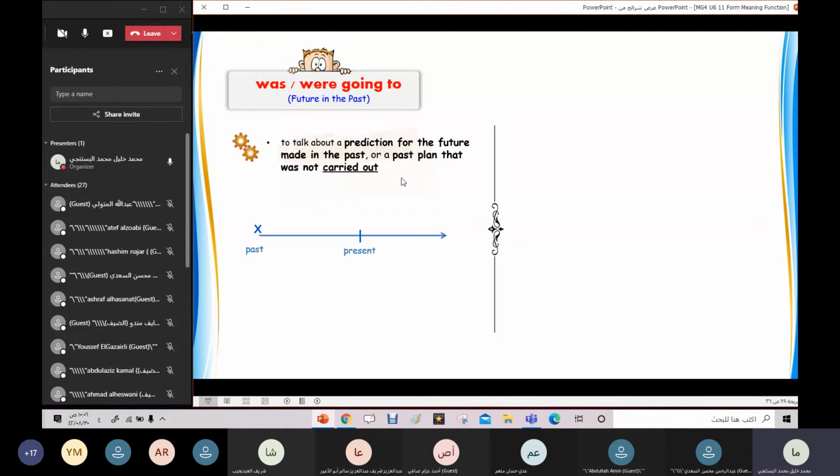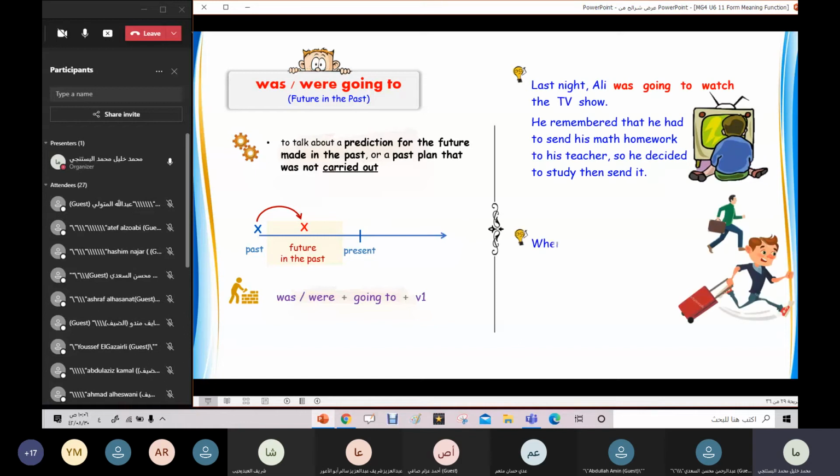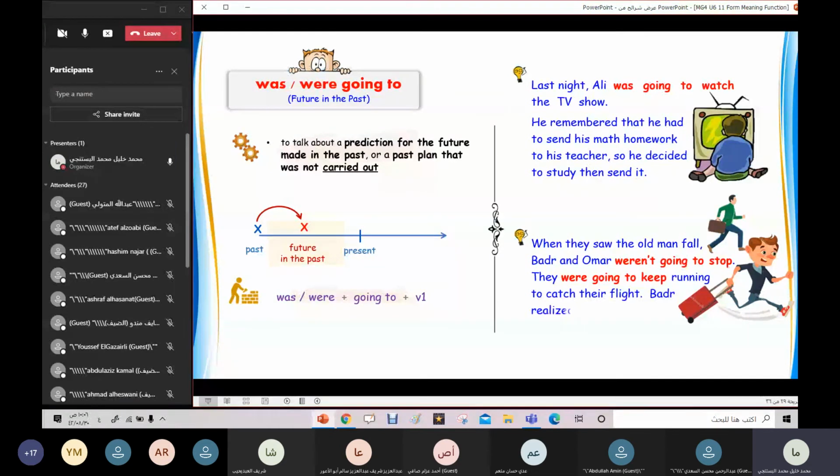The form is what? Was, were, going to, plus the base form. Last night, Ali was going to watch the TV. He remembered that he had to send his math homework to his teacher, so he decided to study, then send it. The second, when they saw the old man fall, Badr and Umar weren't going to stop. They were going to keep running to catch their flight. Badr realized that this was wrong, and he stopped and helped him. Okay.